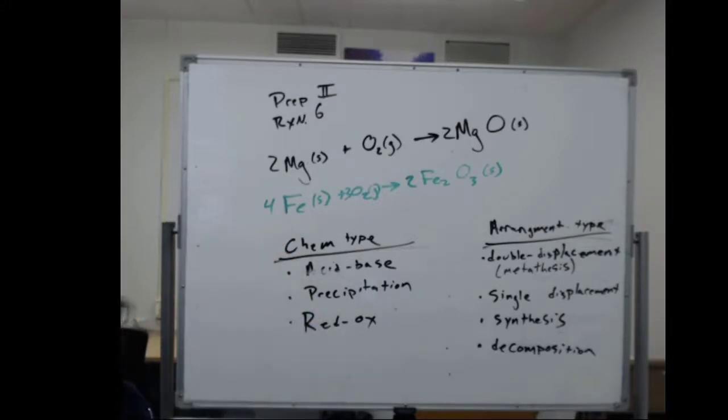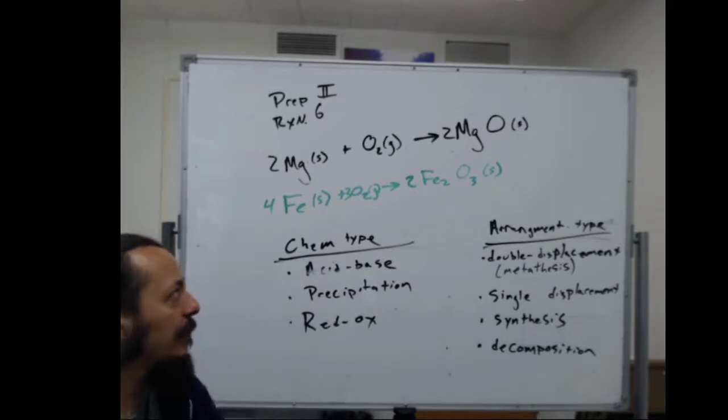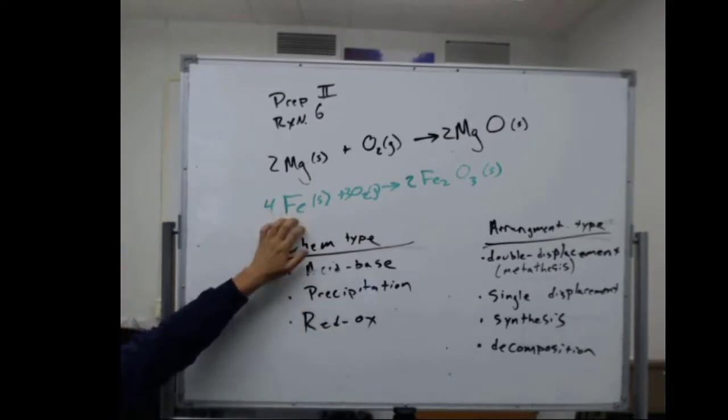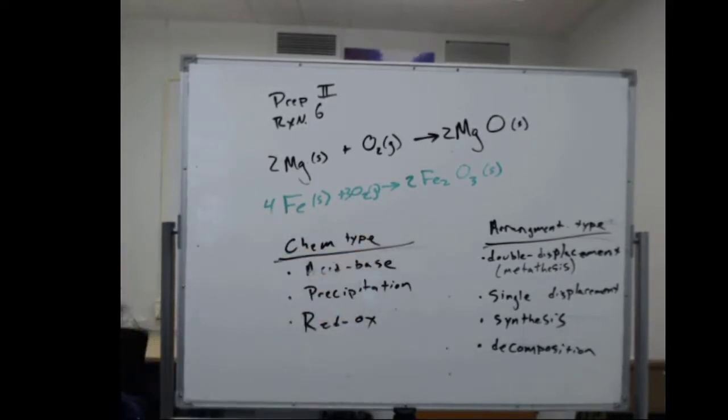Iron oxide is kind of the same thing. It happens really slowly, and it's just rusting, but it's actually the same type of idea of a reduction-oxidation reaction. Oxidation, adding oxygen to something. Iron is going to lose electrons, oxygen is going to gain electrons. Reduction-oxidation reaction. One more side note before I stop recording.